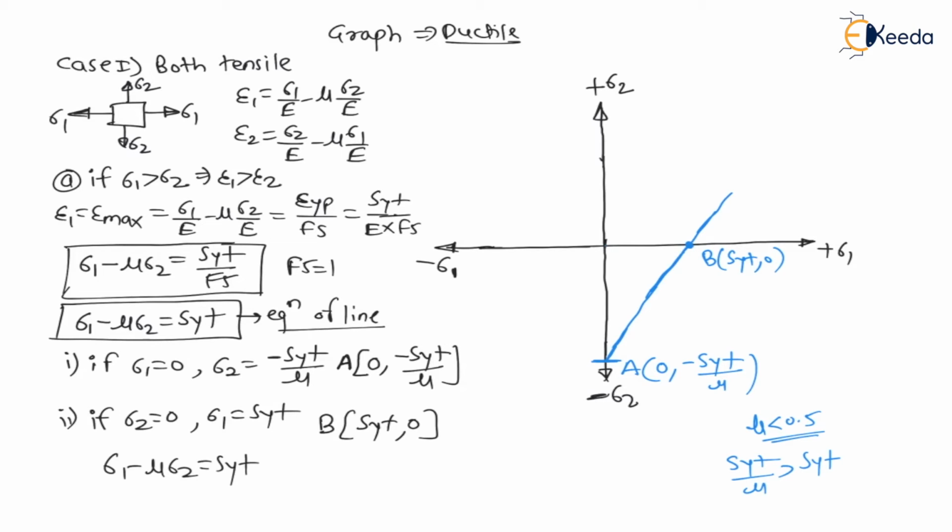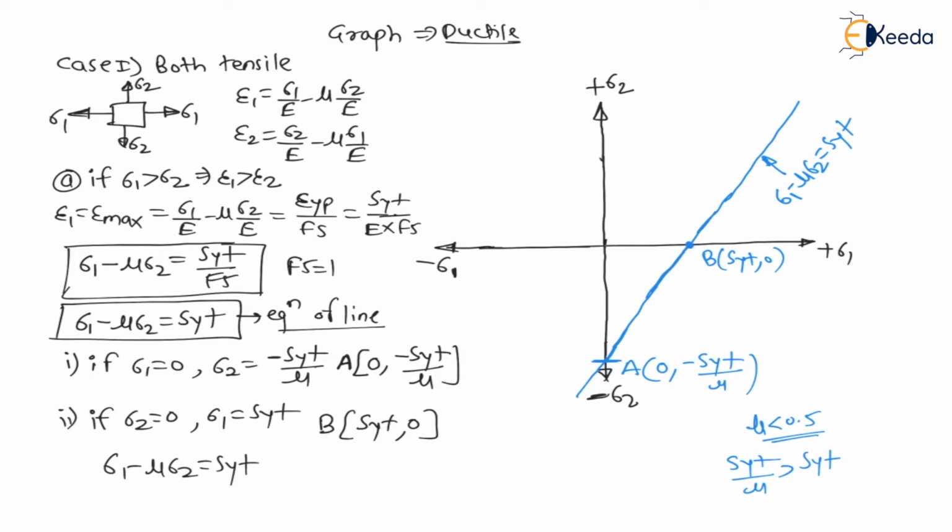Now for this line, what is the equation for this line? The equation is sigma 1 minus mu sigma 2 is equal to Syt. This is the equation for this line, right? We can extend this line on both sides.